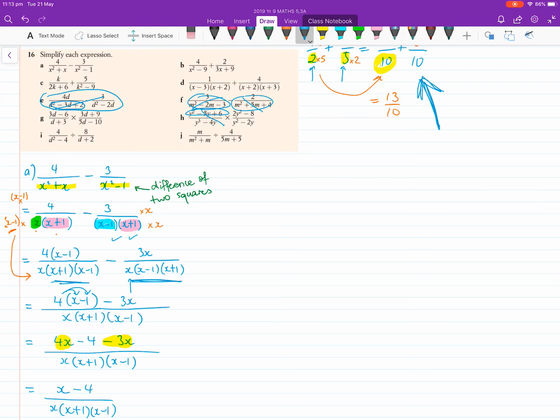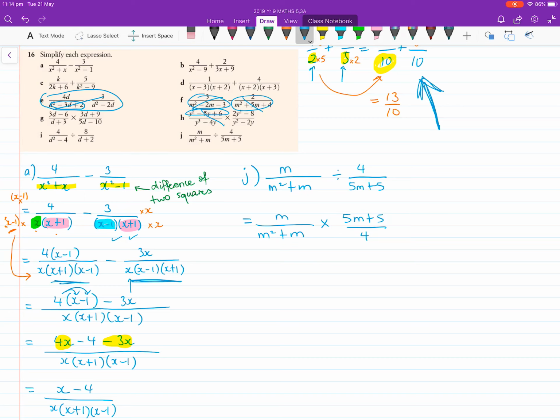With multiplying and dividing, you just need to remember your multiplication and division rules for fractions, okay? So let's do J, because I think you guys tend to forget division more. With multiplying, remember it's just top times top, bottom times bottom. But for dividing, a little shortcut is to change the divide into a times, and then we take the reciprocal, or flip upside down, the second fraction.